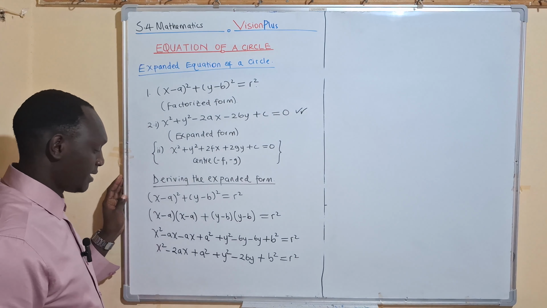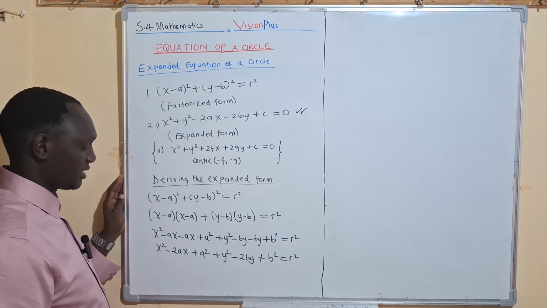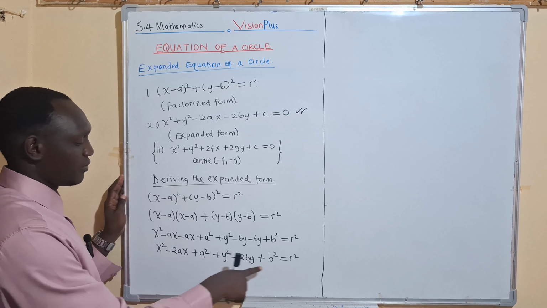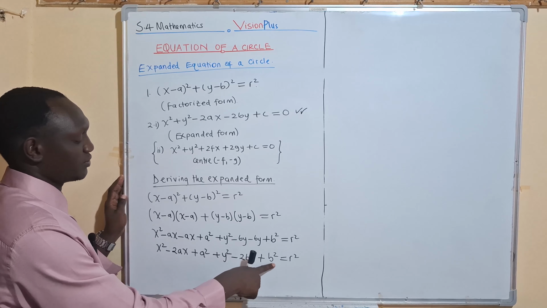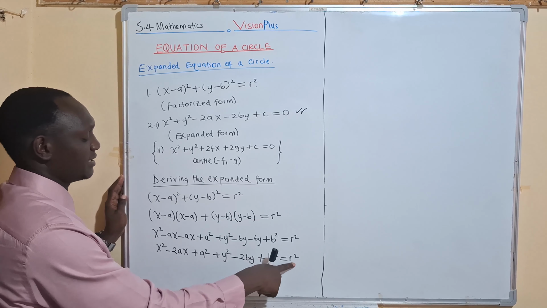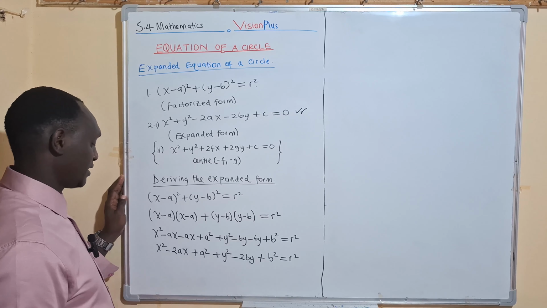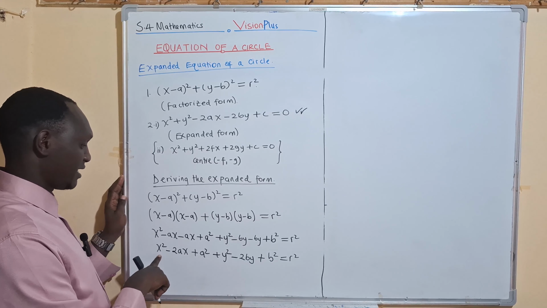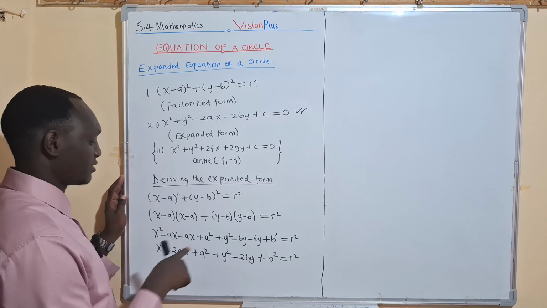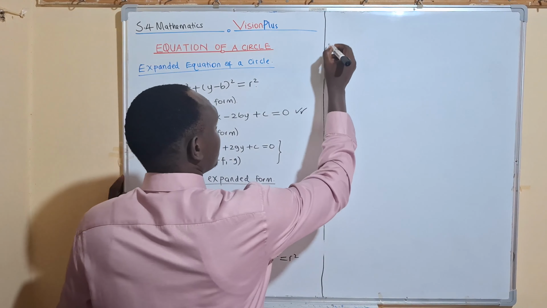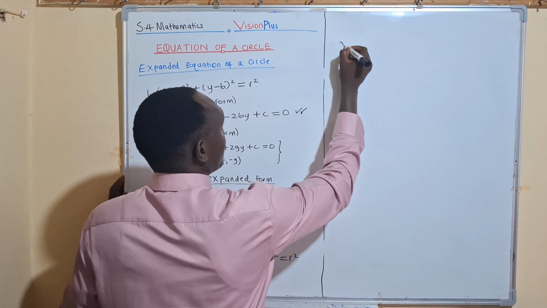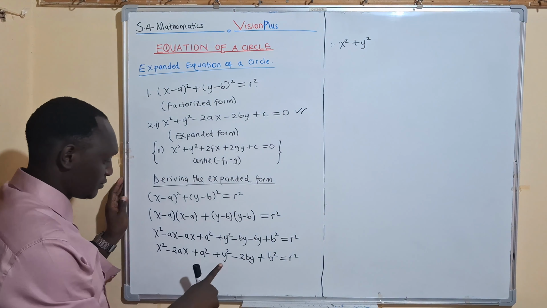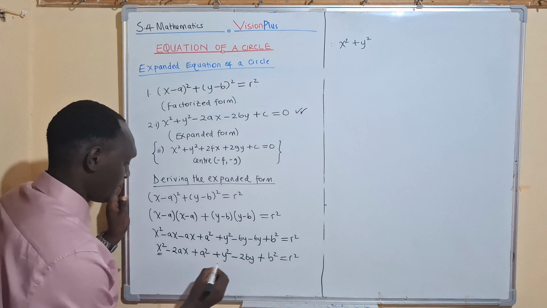From here, let us collect constants together, because a is a coordinate of the center, so it is a constant. Also b is a coordinate of the center, it's a constant. r is the radius, which is a constant. So let us collect the constants together. I will begin by rearranging, starting with x² + y².